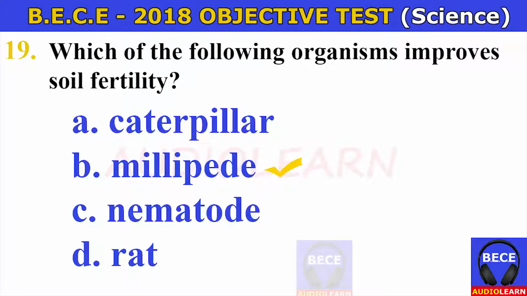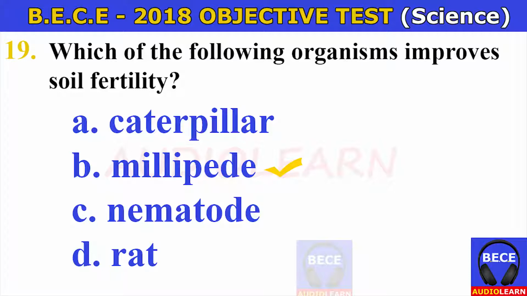Number 19. Which of the following organisms improves soil fertility? A. caterpillar, B. millipede, C. nematode, D. rat. And the answer is B. millipede. Which of the following organisms improves soil fertility? And the answer is B. millipede.